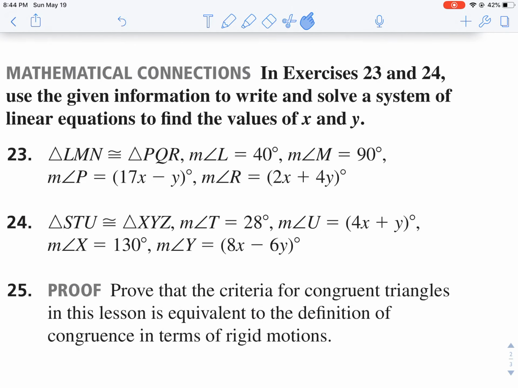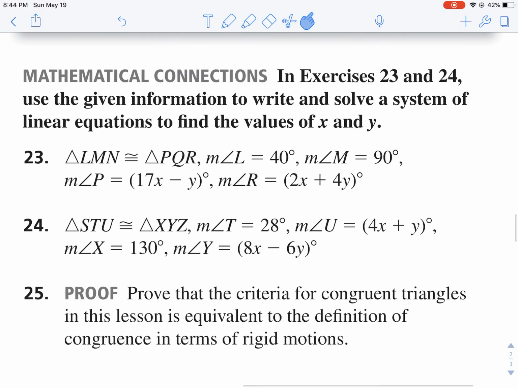These examples can be a little tricky, so I want to walk you through one of these so you can get the idea of how to set this up. Now, it says in exercises 23 and 24, use the information to write and solve a system of linear equations to find the values of x and y. So what we're going to do is set this up.